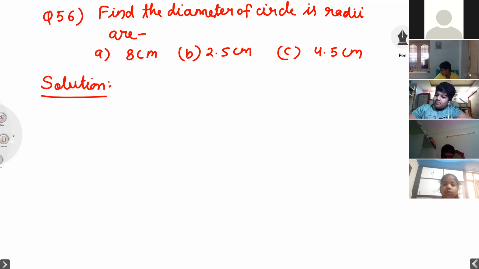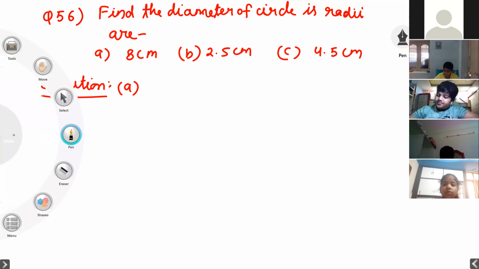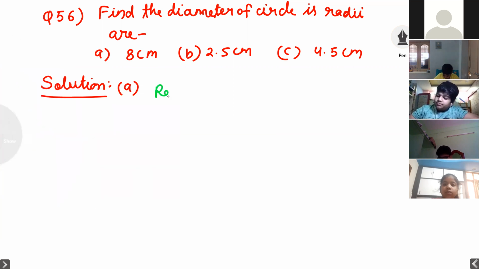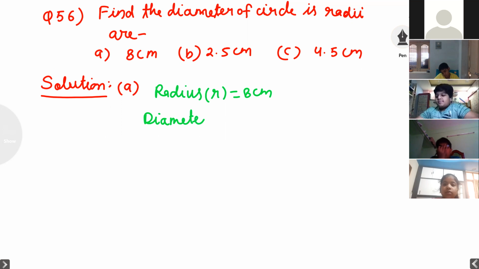Now in first question he has given radius is equal to 8 centimeter. We want to find out diameter. Diameter D is equal to, what is formula? 2 into radius. 2 into 8 is equal to 16 centimeter.